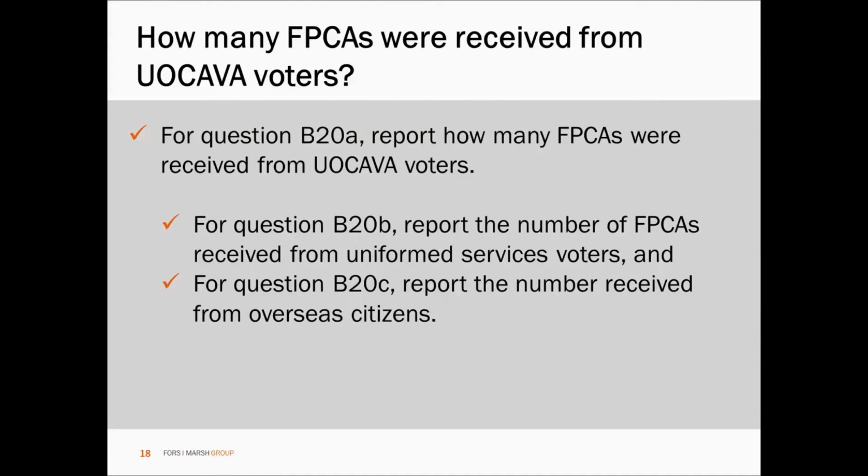For question B20, you're going to be reporting the total number of FPCAs you received. So here, only report FPCAs, not people who registered as a UOCAVA voter using any sort of state form or anything else, just FPCAs. And for 20B and 20C, you're going to be reporting the number of FPCAs that were received by uniform service voters and overseas citizens, respectively.